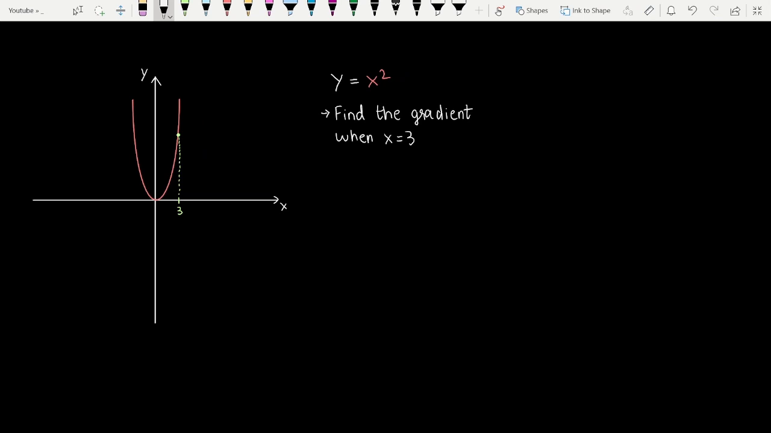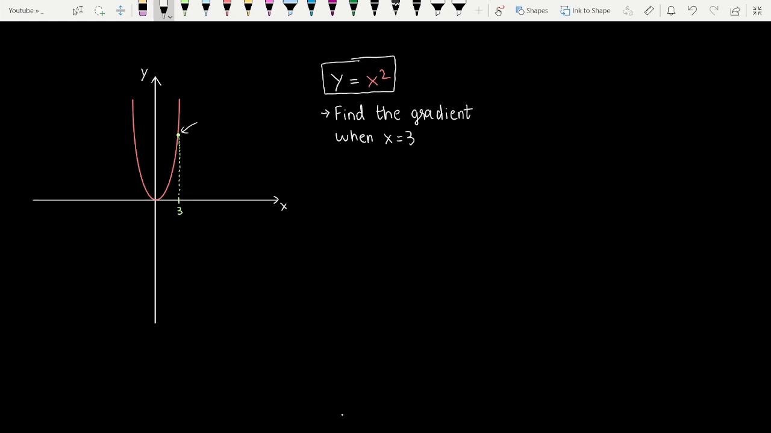So how do I use differentiation to actually go ahead and find the gradient of a curve? I have this curve over here, y equals x squared, and they tell me to find the gradient of this curve when x is equal to 3. So how do I use differentiation to actually find out what the gradient will be when x equals 3, which is this point right over here? Let's try and do that.